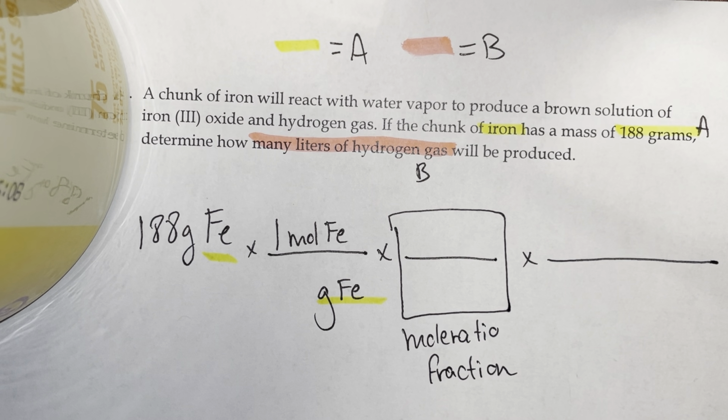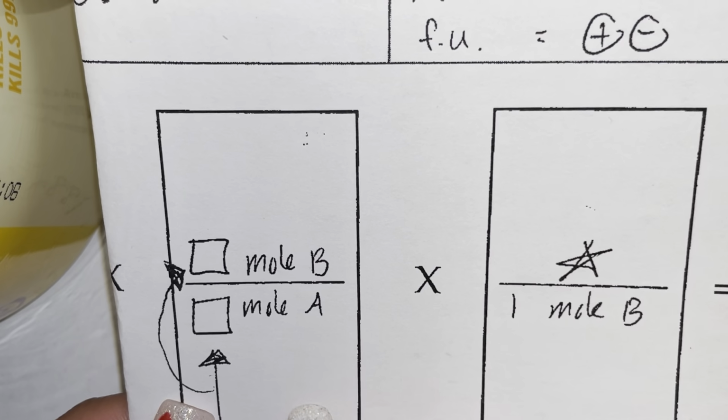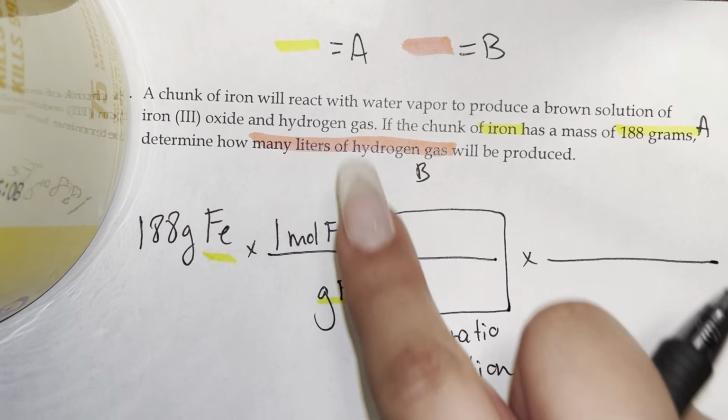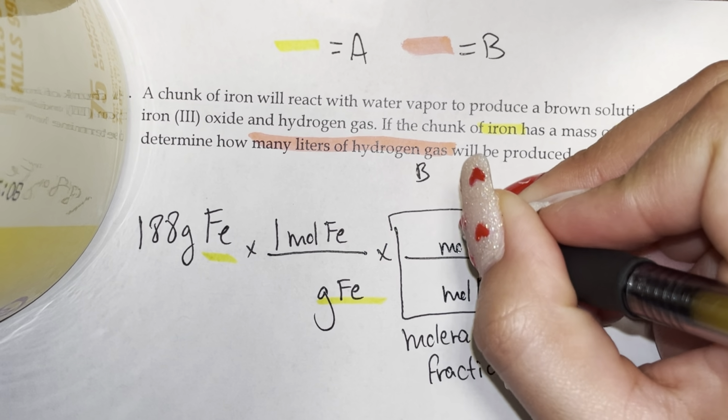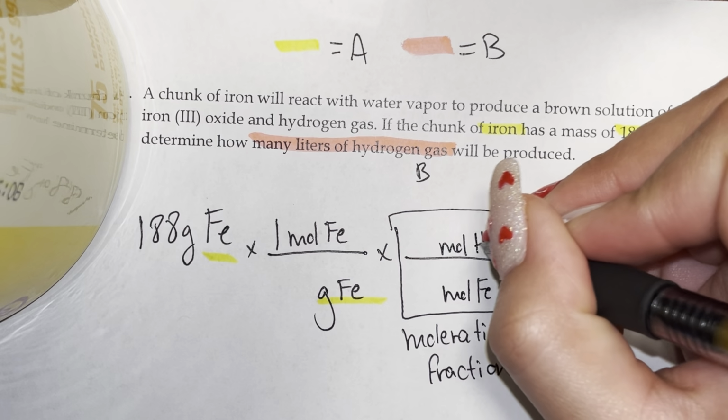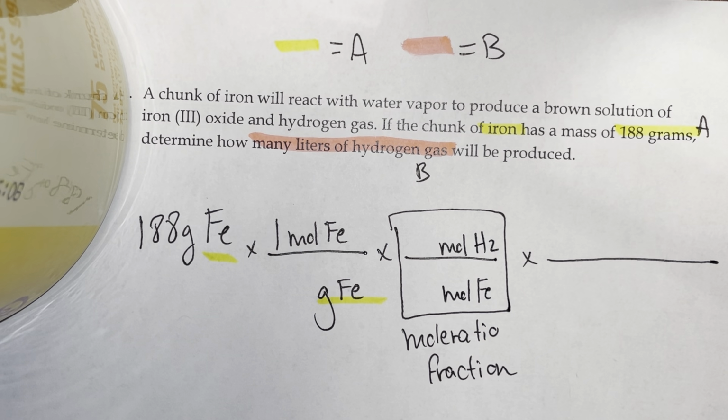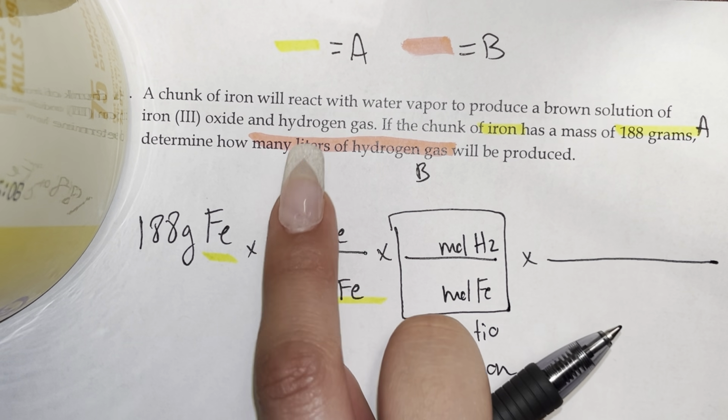So you know at the bottom should be mole A, and on top mole B. Mole A again is your Fe, so mole of Fe. Mole B is going to be your H2. Then the last part says how many liters.